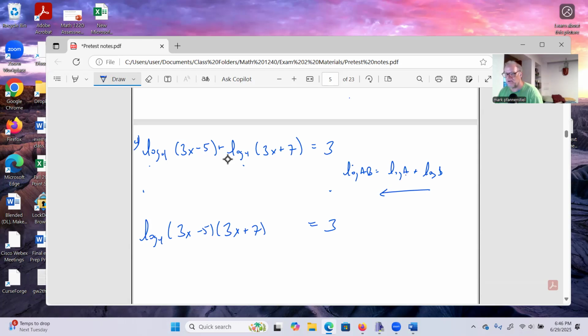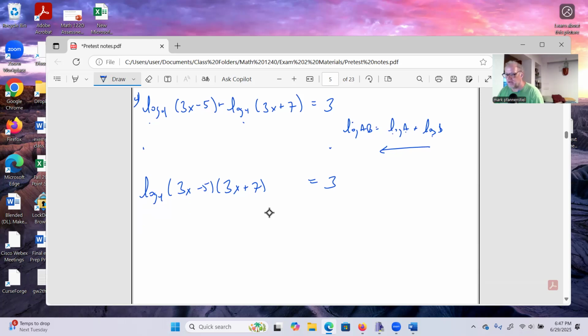Log of this plus log of that is equal to log of this times that. Now we have to go ahead and FOIL this out. I've got log base 4, because I haven't gotten rid of the logs yet. We have 3 times 3, so I have 9x squared. We're just FOILing this out, so we add 21x here. 3 times 5, we subtract 15x over there. And then 5 times 7 is minus 35, is equal to 3.